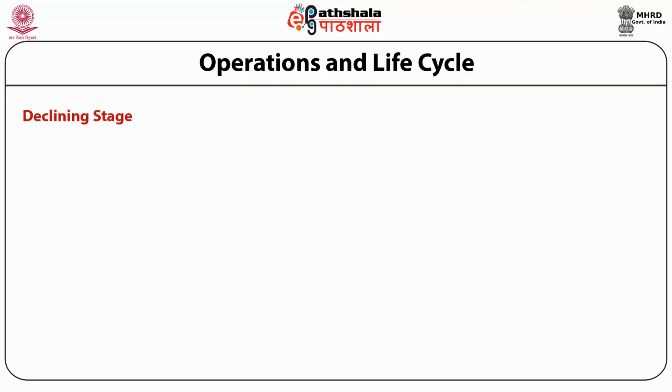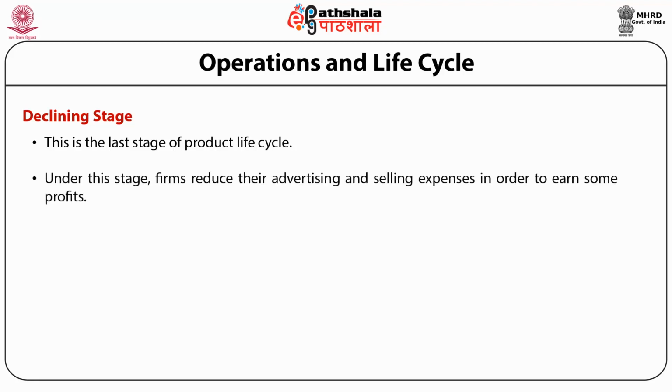Declining stage. This is the last stage of the product life cycle. Under this stage, sales of the product start declining. Profits also start eroding. There is a minimum profit or even a little loss. Under this stage, firms reduce their advertising and selling expenses in order to earn some profits.